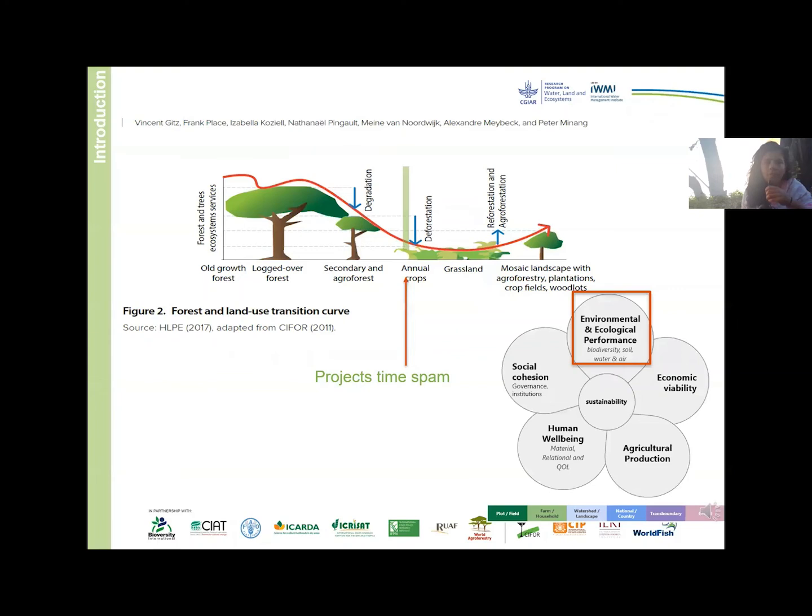And one of the key aspects is that we need to look beyond the environmental and ecological performance. We know that restoration projects have multiple direct and indirect benefits on different domains, and one, for example, is human well-being. And not only on these different petals, but also how the restoration project cascades across plot and field, farm, household, landscape, national, and so on.